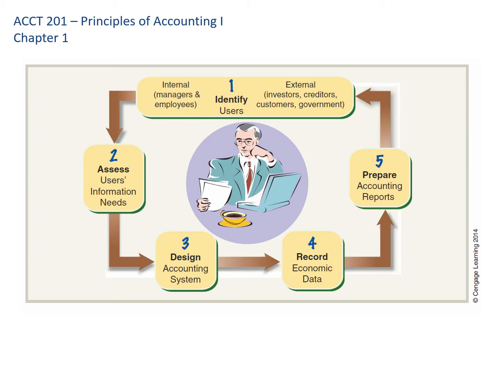The third is to design an accounting system that captures that information and reports it back in an efficient, timely, and accurate way. Step 4 is recording economic data, so recording those transactions. And then step 5 is preparing the accounting reports, so issuing the daily or weekly or monthly, whatever period of time is in question, delivering that to those users. And then you can see it's a loop there. So you're always identifying new users, adjusting what they may need to know. Again, it's an evolutionary process.